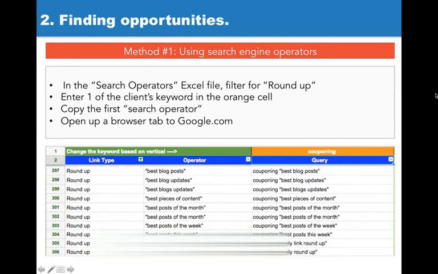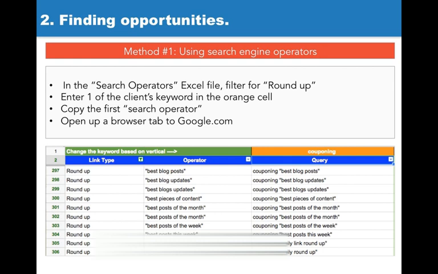All right, now I'm talking to the link prospector. This is my researcher who is going through and looking for opportunities. And right now we are going to be talking about three different ways to find link roundup opportunities. I'm going to make three different videos.